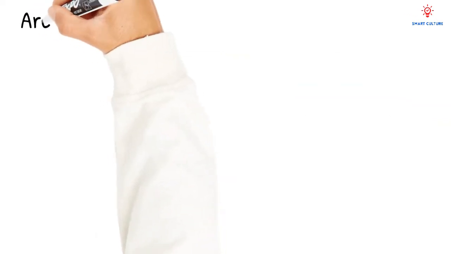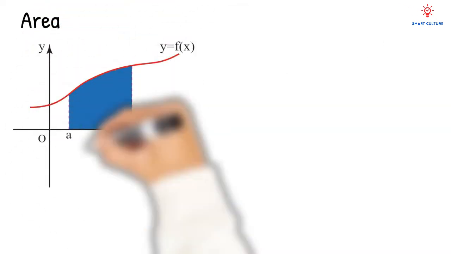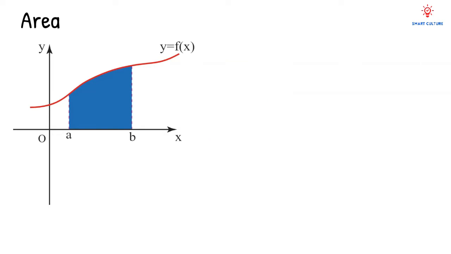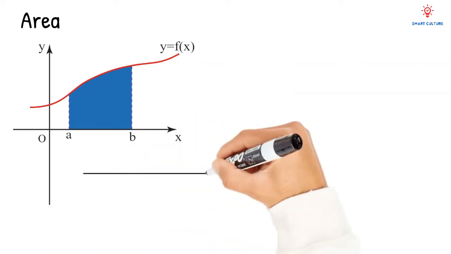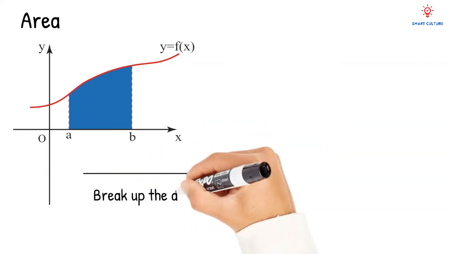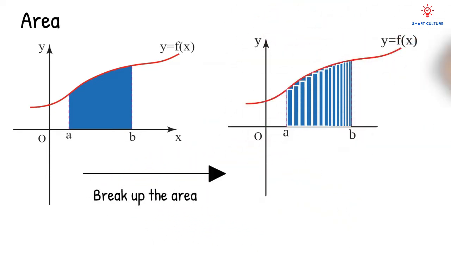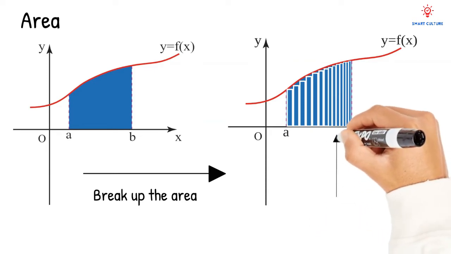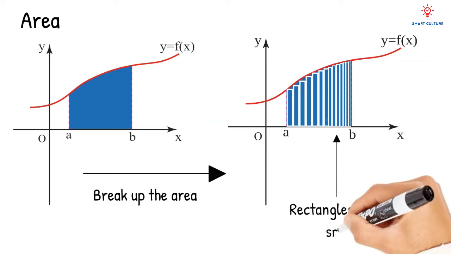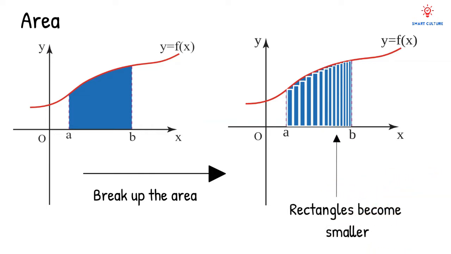If we talk about area, when calculating the area of the shaded region, we want to get as close as possible to the actual area. So what we do is we break up the area into little rectangles. We calculate the area of all these rectangles and add them all together. But in order to get as close as possible to the actual area, we let these rectangles become smaller and smaller, and effectively we do the integration of it.